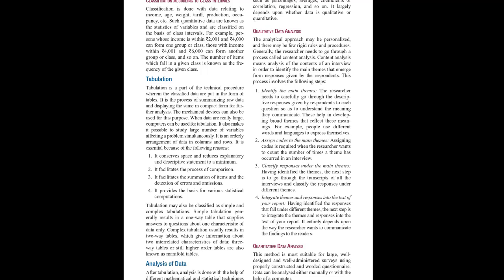Tabulation may also be classified as simple and complex tabulations. Simple tabulation generally results in a one-way table that supplies answers to questions about one characteristic of data only. Complex tabulation usually results in two-way tables, which give information about two interrelated characteristics of data. Three-way tables or still higher order tables are also known as manifold tables.